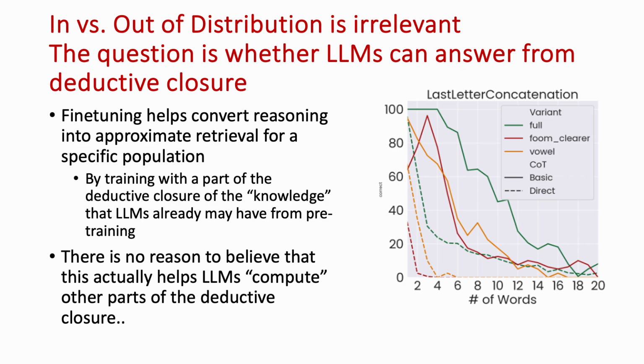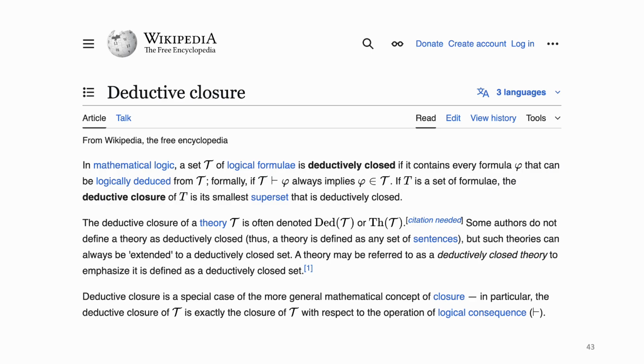By the way, deductive closure is a pretty well-known idea from logic. If you have background in logic, you can look it up. And reasoning essentially is being able to see if something falls in the deductive closure of the base axioms that you've been given, and LLMs don't necessarily do that well.